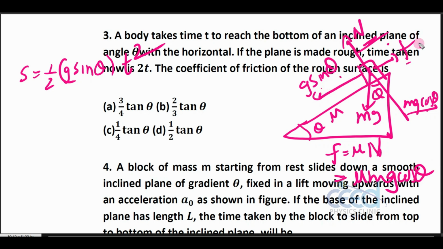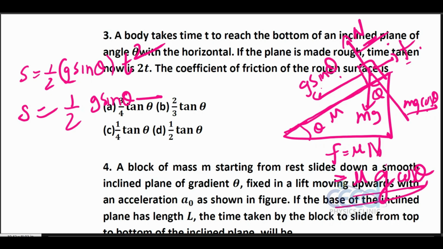Then what is the net acceleration? g sin theta minus the friction term. The traveling distance is not changing, so s is equal to half into g sin theta minus the new acceleration. Removing the mass, the friction acceleration is mu g cos theta. Now, making it rough means it will take more time to reach the bottom. The time given here is 2t, so it is 2t square.